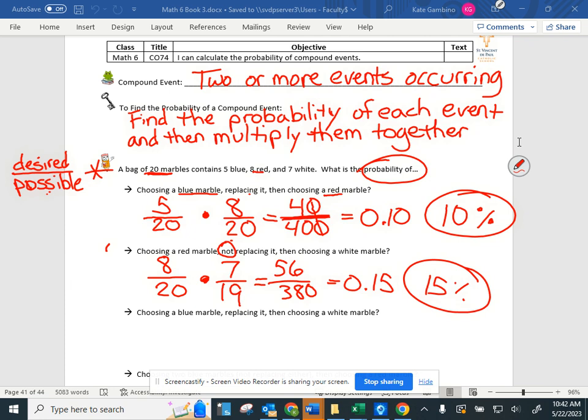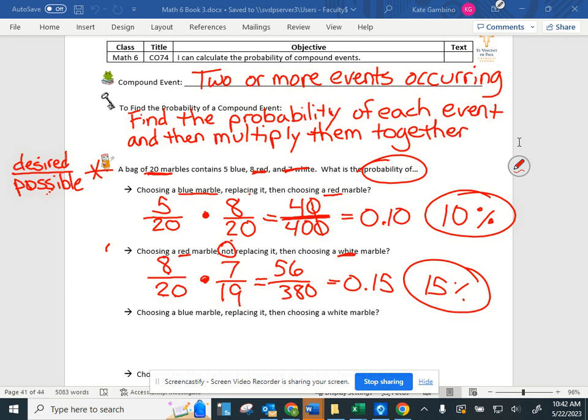Do you have a question, Nora? So here, my total possible outcomes are 20 marbles, right? Then I'm looking at the red. There are 8 red. Here, I didn't replace that marble I took out, so now there's only 19 left in the bag. And now I'm looking at the white. I want to pull a white, and there's 7 whites. That makes sense? So my possible outcomes went down by 1 because I didn't put that marble back in the bag.